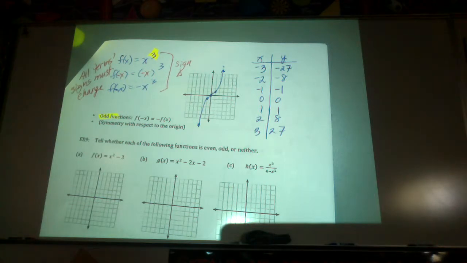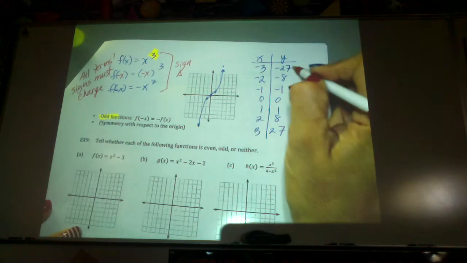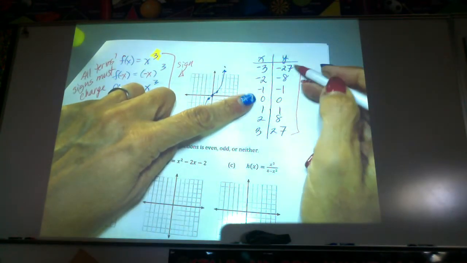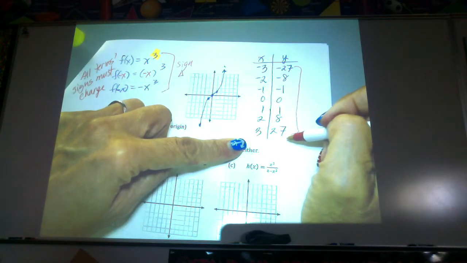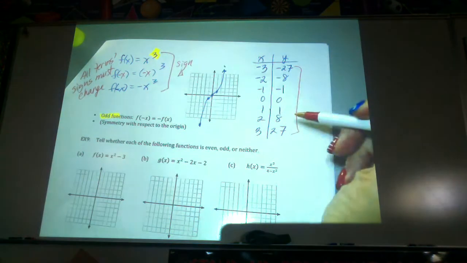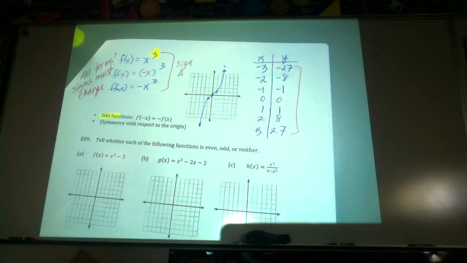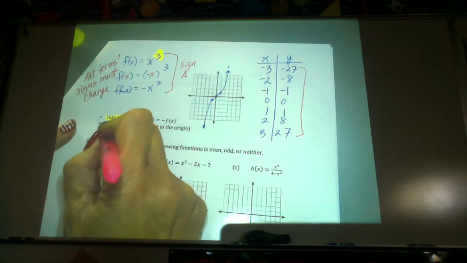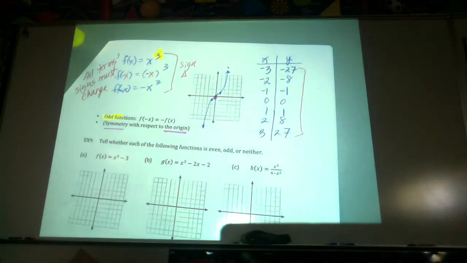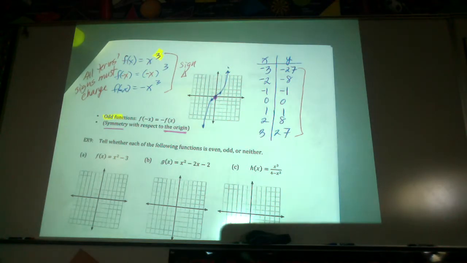And you'll see why that is. Because notice here, when I change the sign with x, doesn't the sign of y change also? Right? So unlike with the even function, this particular graph, if it's odd, it has symmetry with respect to the origin. How do you tell if something is symmetrical with respect to the origin?